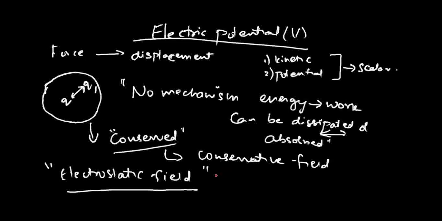Unlike this, the real fields that we will discuss in Maxwell's equations are all non-conservative fields. That means if you take a real field, then a certain amount of energy is dissipated, so energy transformation takes place. One kind of energy gets transferred into another kind of energy. But for the static electric field case, there is no energy dissipation, which means there is no energy transfer.